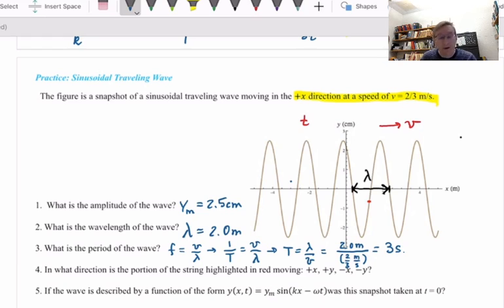All right, question 4. In what direction is the portion of the string highlighted in red moving when we took this snapshot? Which way was it moving? We've got 4 choices to pick from. It was moving in the plus x direction, the plus y direction, the minus x direction, or the minus y direction. Which one is it? The direction in which that highlighted portion of string was moving when we took the snapshot. Pause the video, get an answer, and then come back.